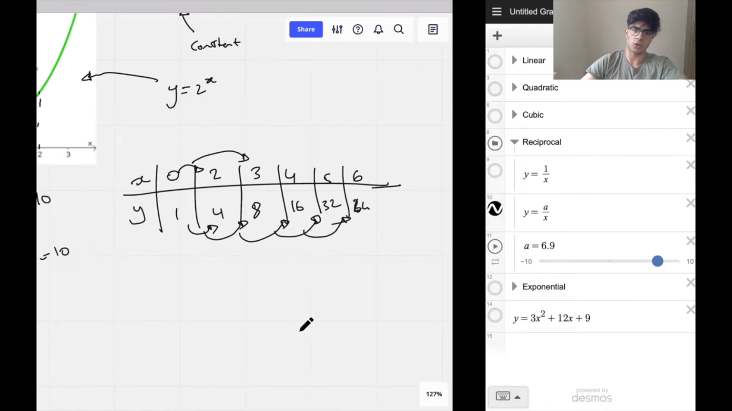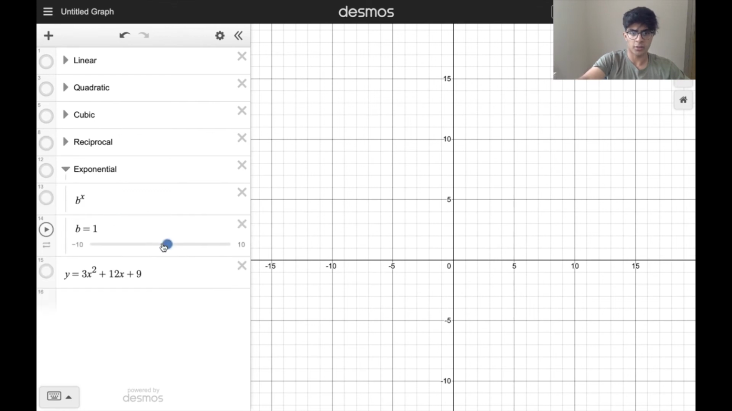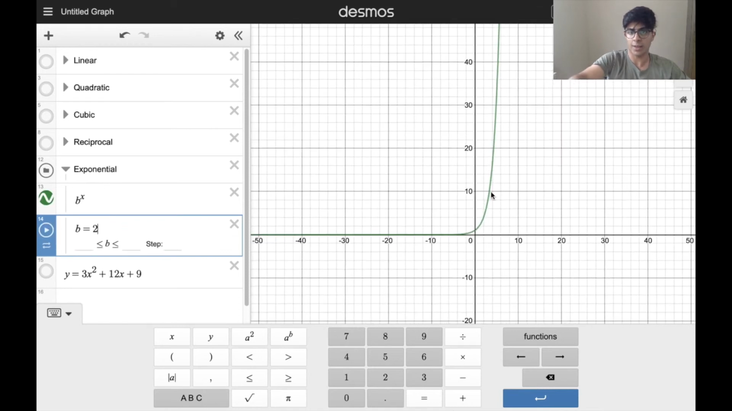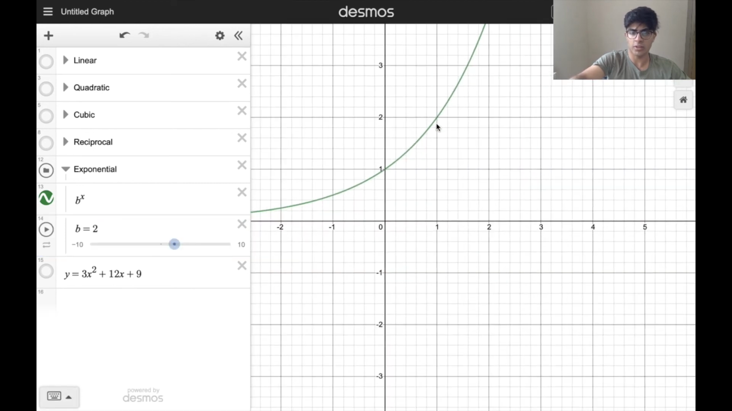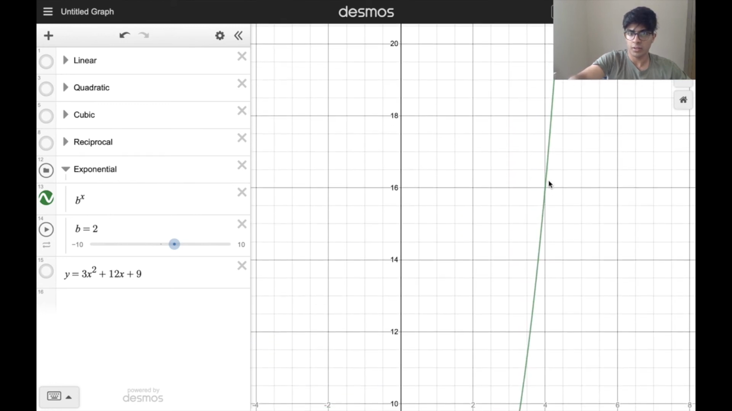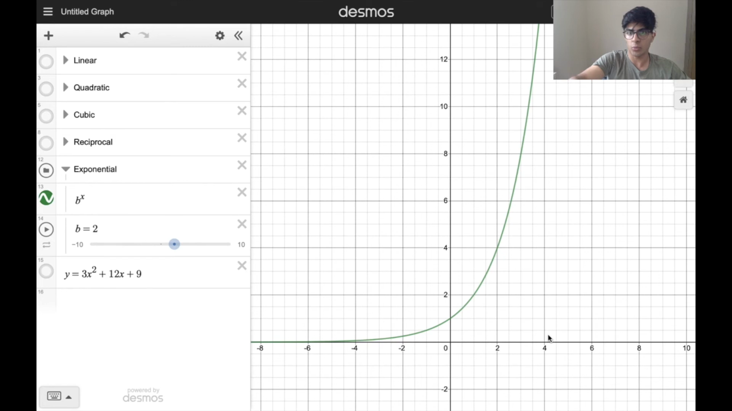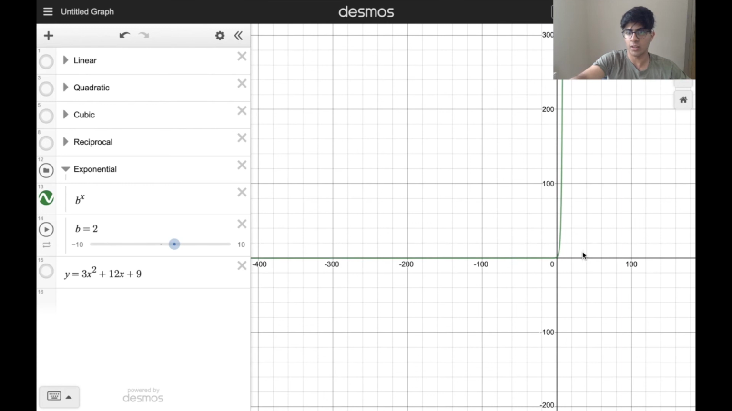I can show you an example on Desmos. If we have 2 to the x, you can see how quickly that grows. Initially when x is 1, it's 2, and then 4, and then 2 to the 4 is all the way up here, 16, and you can see how quickly it starts growing. Even by the time we're at 4, we can't see the next value, so we have to zoom out, and then you can see how rapidly it's growing.